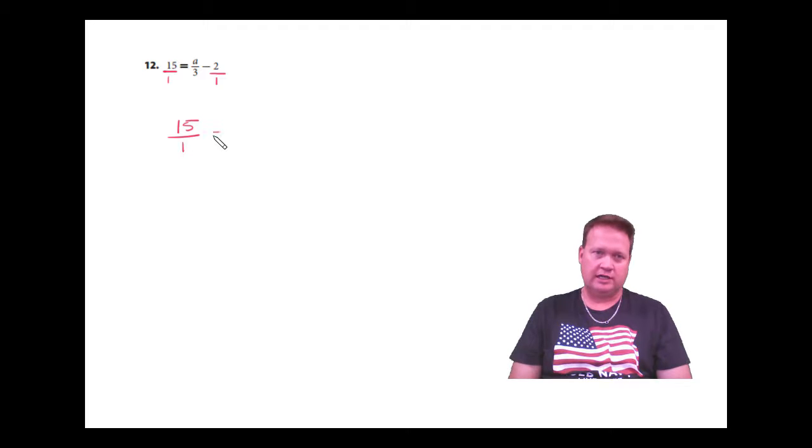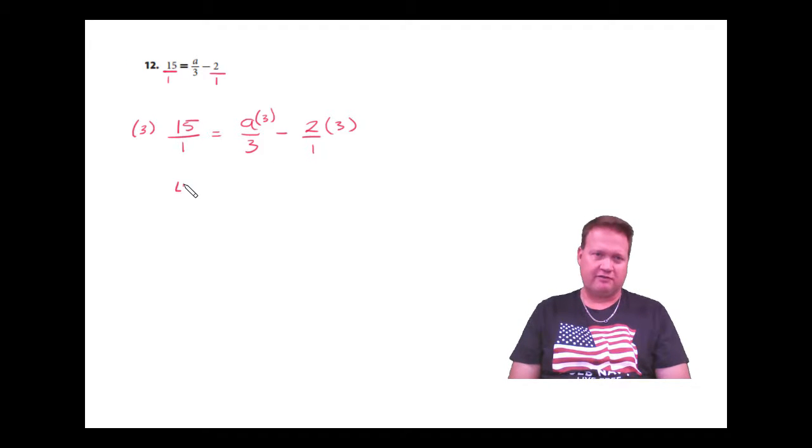15 over 1 equals a over 3 minus 2 over 1. And now if I want to clear the fraction, I've got to multiply by the lowest common multiple. Well, the smallest number these will all divide evenly into is 3. So I'm going to multiply that by 3. I'm going to multiply that by 3. And I'll multiply that by 3.